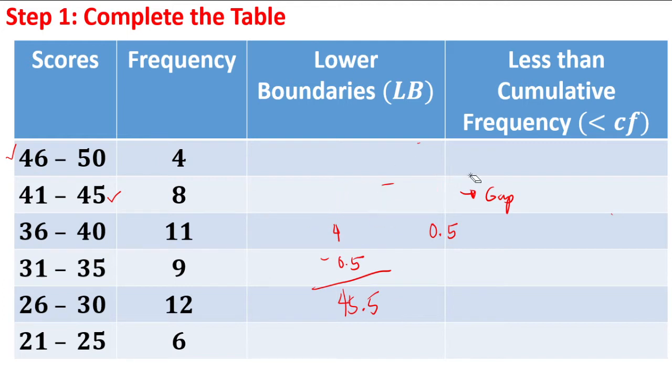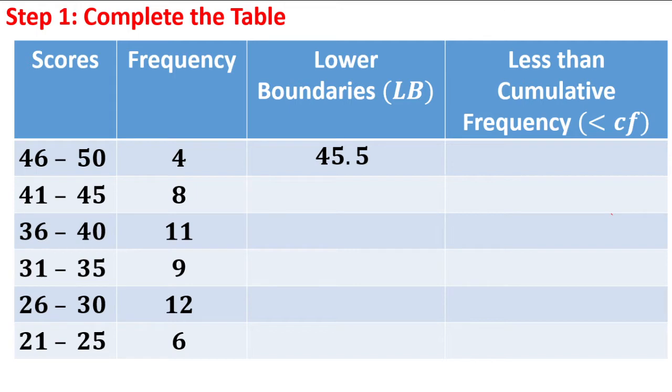Now, there's an easy way for that. Because the gap is always 1. In a given group data, the gap is always 1. And you always subtract it with 0.5. So, you have 46 minus 0.5, that is 45.5.